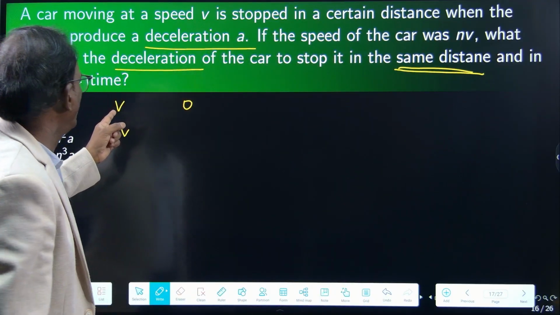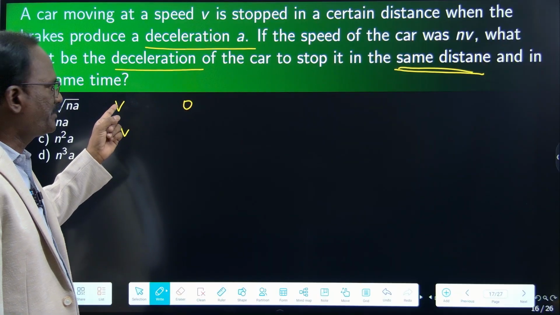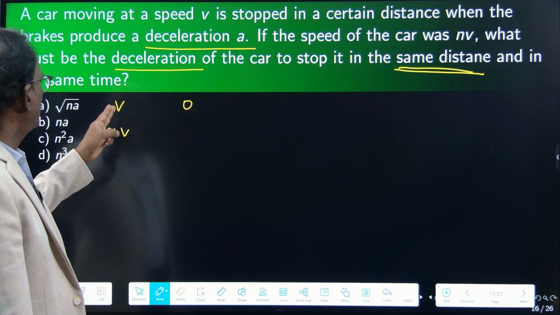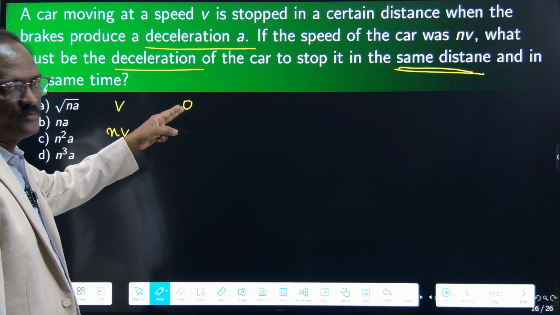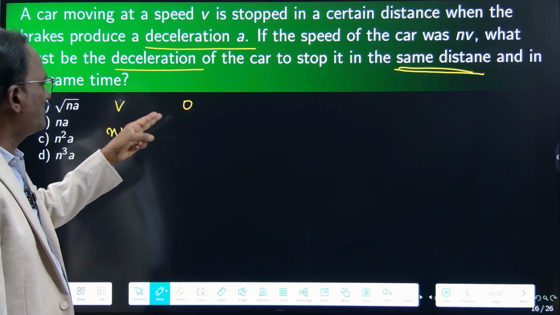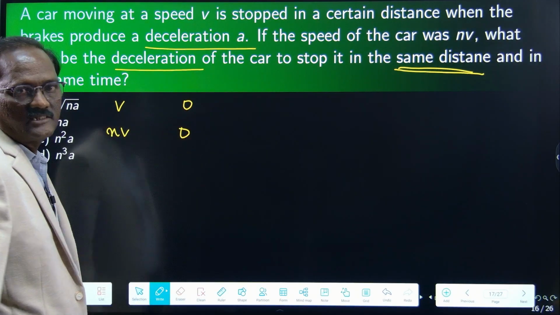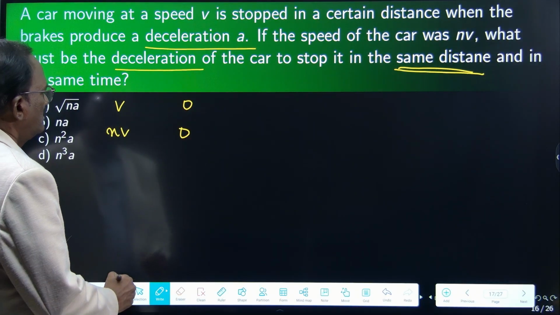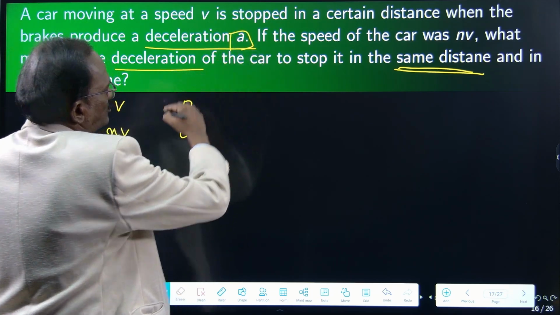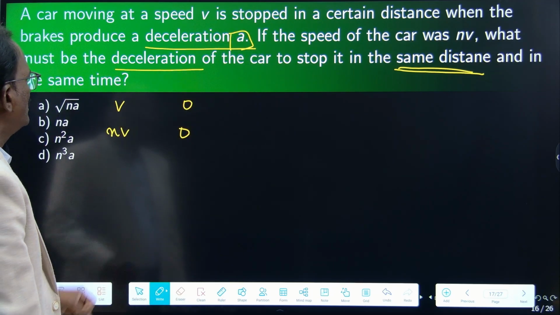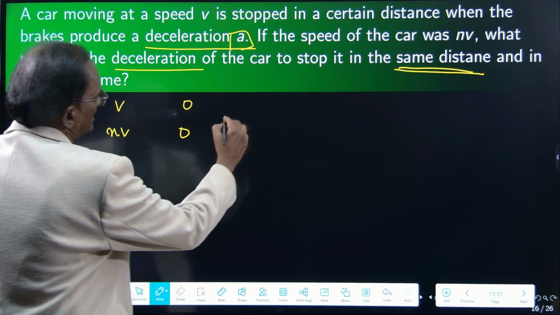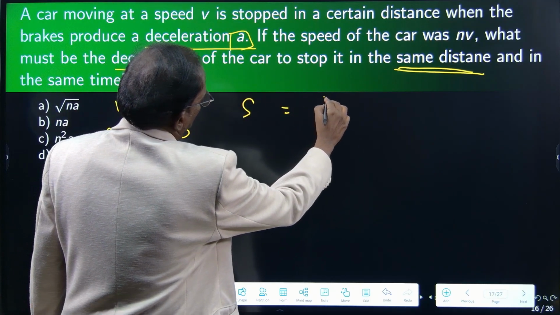First, the car is moving with the speed v, initial speed. We have to take 2 cases. Case 1: initial speed, final speed, it is to be stopped. Second case: initial speed, final speed. The first deceleration is a. Then what is the deceleration value for the second case? In both the cases, s is the same.